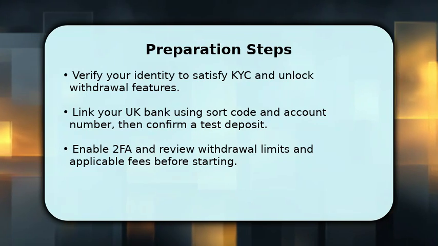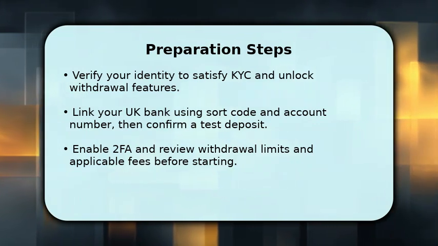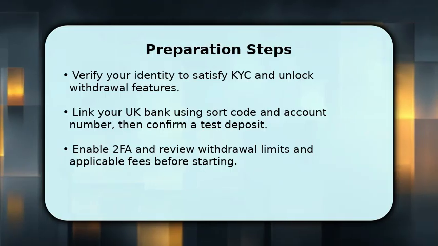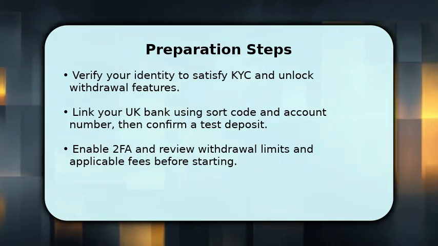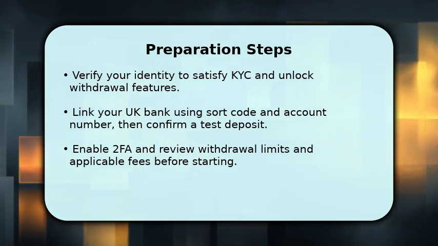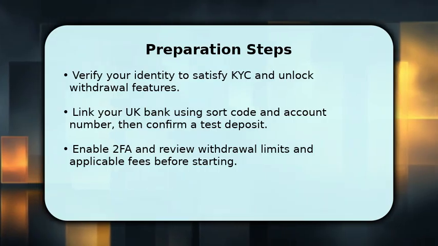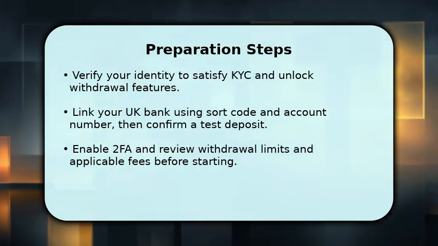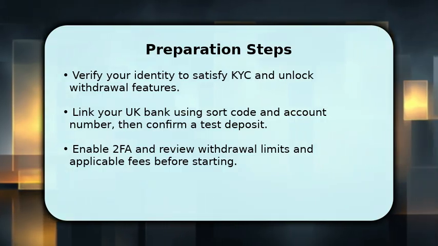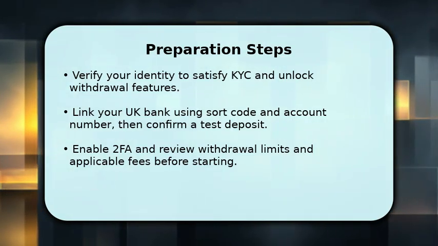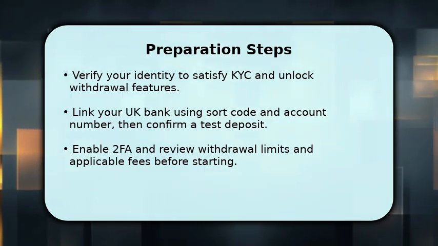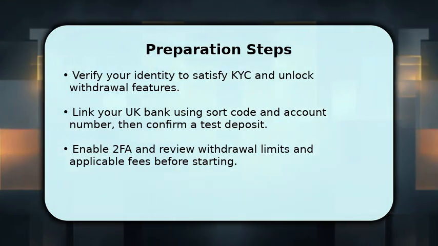Before withdrawing, verify your identity and complete any KYC checks inside the Crypto.com app. Link your UK bank with sort code and account number, then confirm a small test deposit. Check your fiat wallet balance, understand withdrawal limits and fees, and pick the transfer speed you want. Keep bank details accurate, save screenshots of confirmations, and ensure 2FA is enabled to prevent delays or failed transfers. Contact support promptly if anything looks wrong.